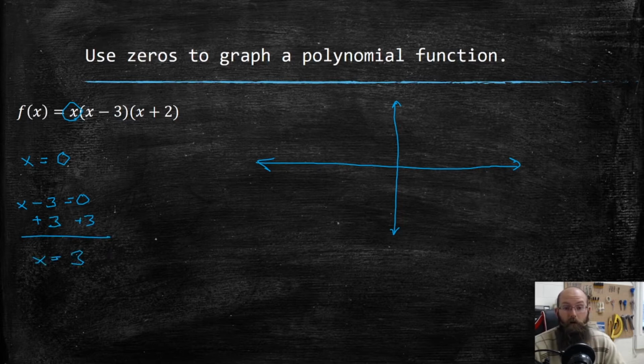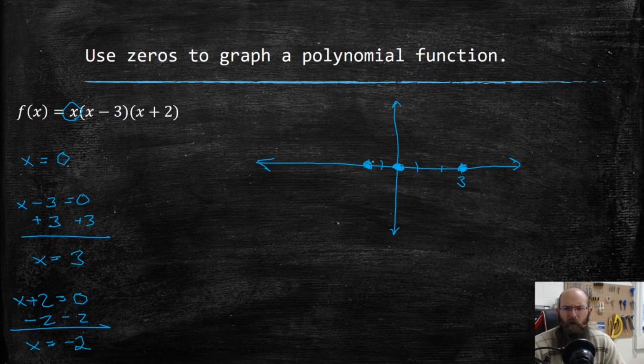So I know I cross at those 2 points. I'm actually going to put those 2 on the little board while I've got it. So there's a 0, and then 1, 2, 3. Put a 0 there. My next one, x plus 2 equals 0. I'm going to subtract 2 over, and x equals negative 2. So I have another one right there.